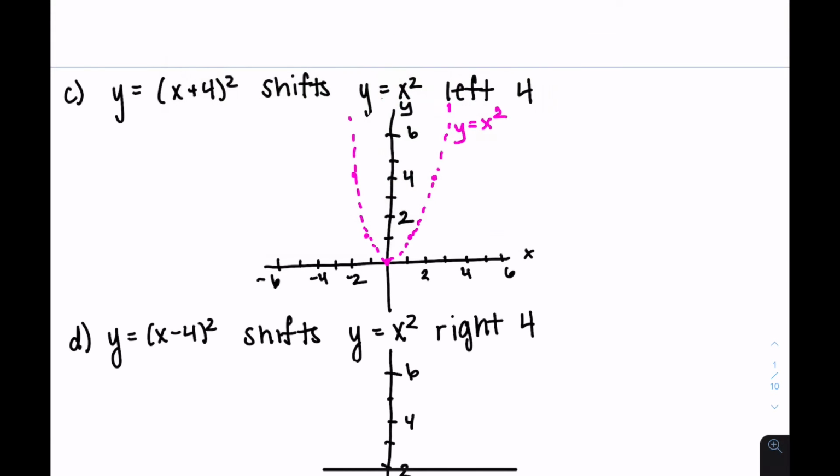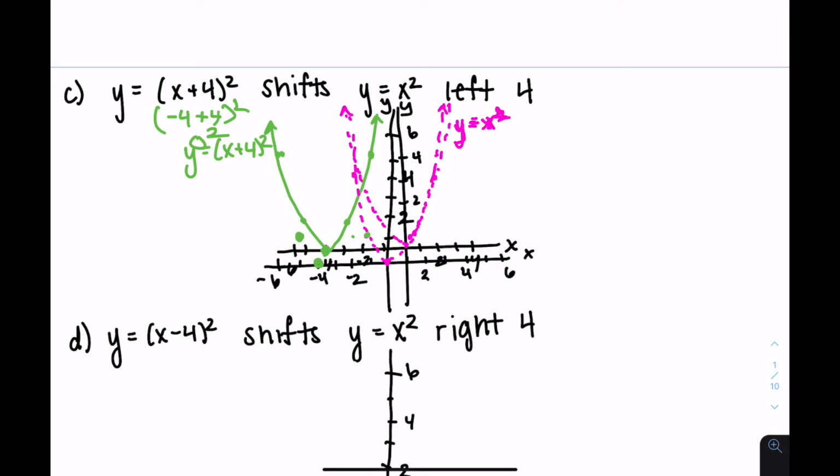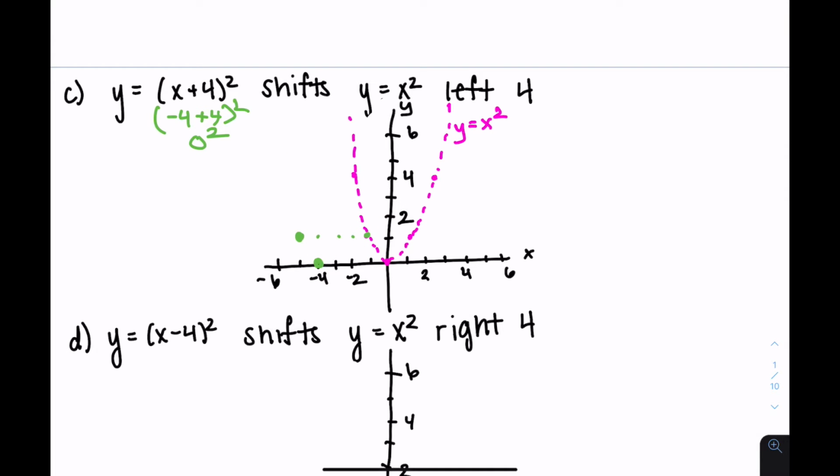Now, if you plug in X equals negative 4, you'd have negative 4 plus 4 squared. That's going to give you 0 squared. So that's why it ends up moving it to the left 4. Likewise, this point gets moved 1, 2, 3, 4 to right here. Same thing, if you move 1, 1 to the left 4, it will go through right here. And then we'll keep the same basic shape. So this is Y equals X plus 4 squared.